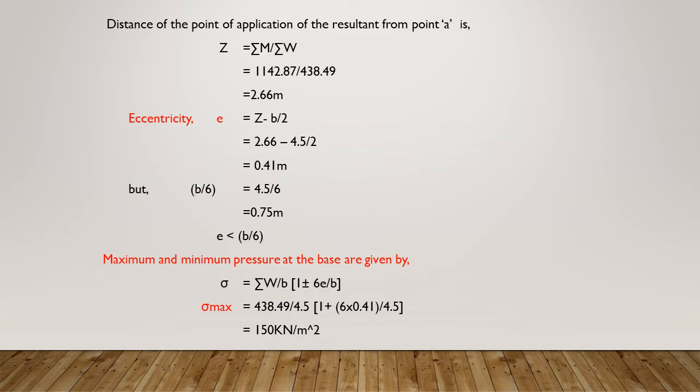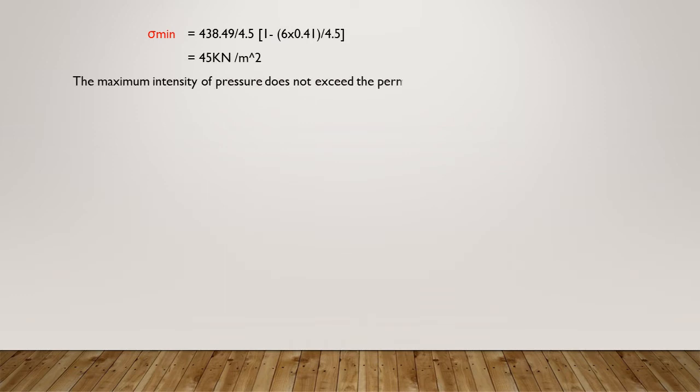So sigma maximum is equal to 150 kilonewton per meter square. So sigma minimum is equal to 1 minus that answer, so you get 45 kilonewton per meter square. The maximum intensity of pressure does not exceed the permissible value of 160 kilonewton per meter square.